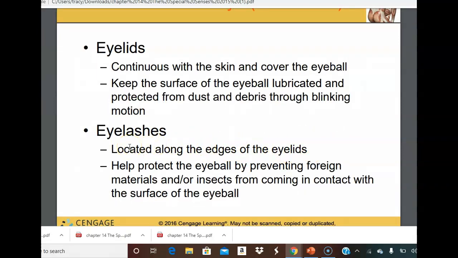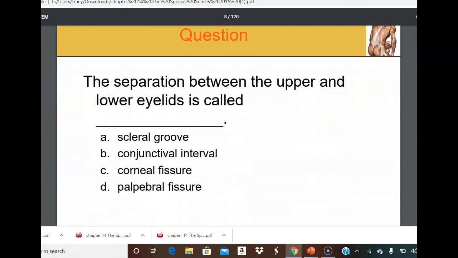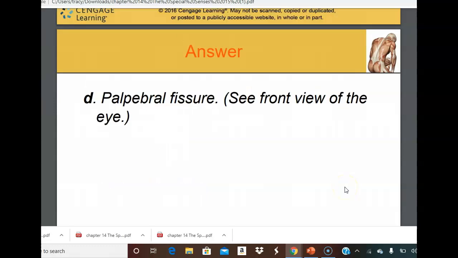Eyelashes are located along both edges. Usually they're a little longer on the upper than the lower, but they prevent foreign materials from getting in, but they can be a source of infection because of the sebaceous gland that's associated with each one of those hairs that are within the eyelid. So question: the separation between the upper and lower eyelids is called, and we mentioned here that palpebro refers to the eyelids, so the answer to this one is a palpebral fissure.